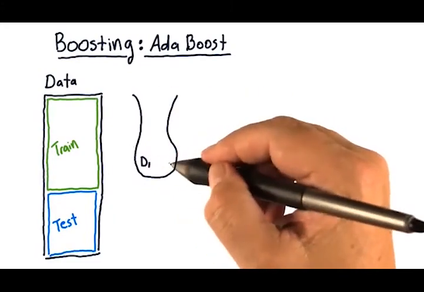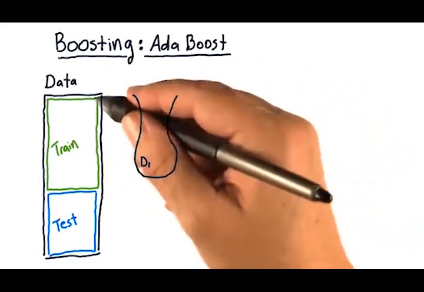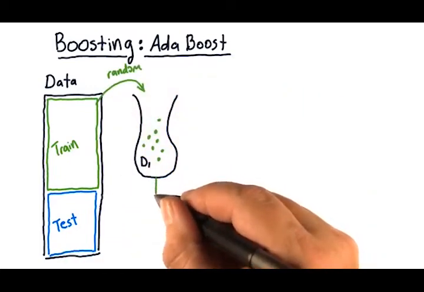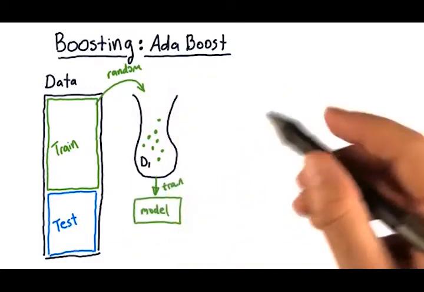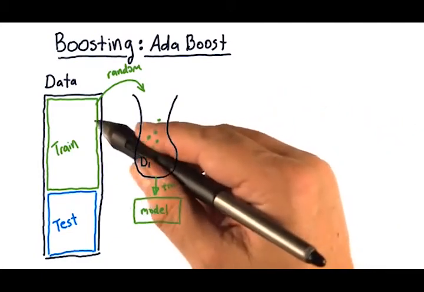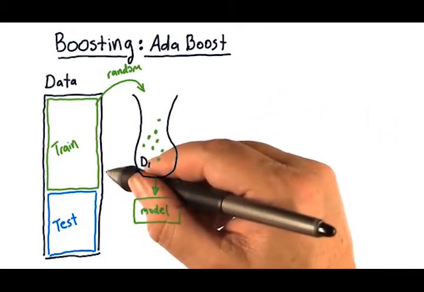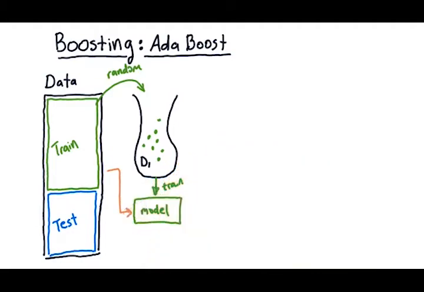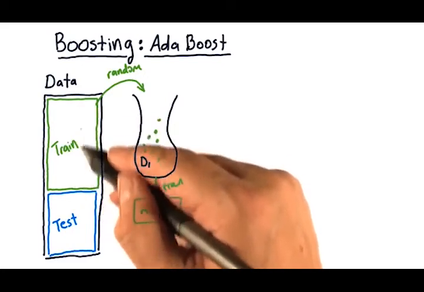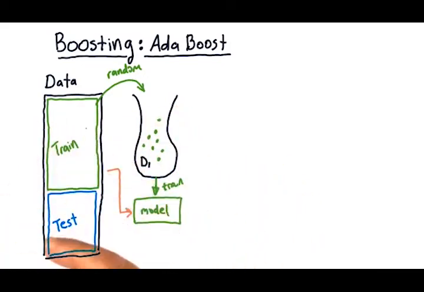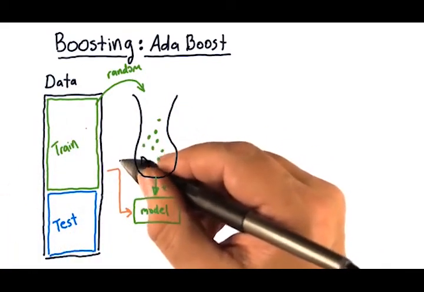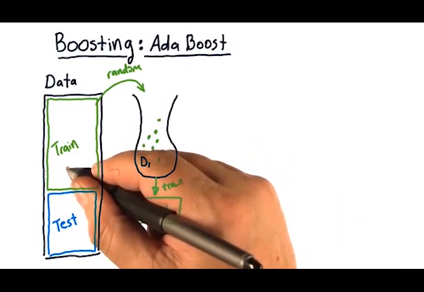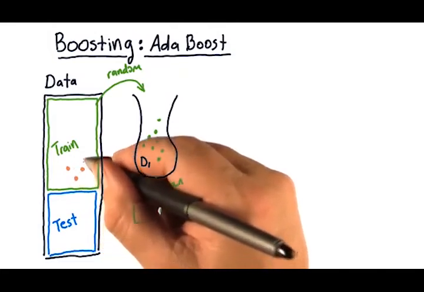We build our first bag of data in the usual way. We select randomly from our training data. We then train a model in the usual way. The next thing we do, and this is something different, we take all of our training data and use it to test the model. And we're going to discover that some of the points in here, our x's and our y's, are not well predicted. So there's going to be some points in here for which there is significant error.